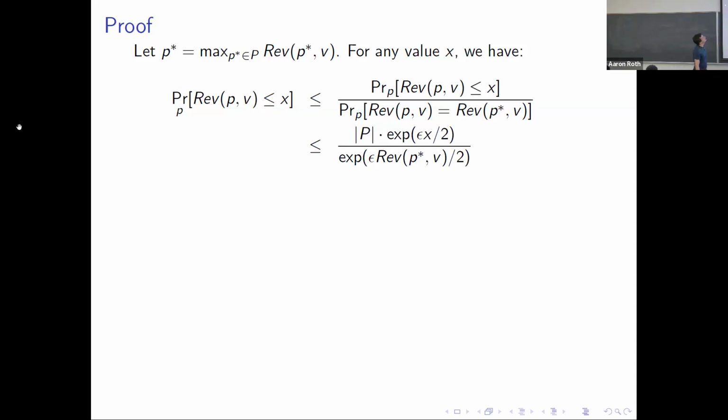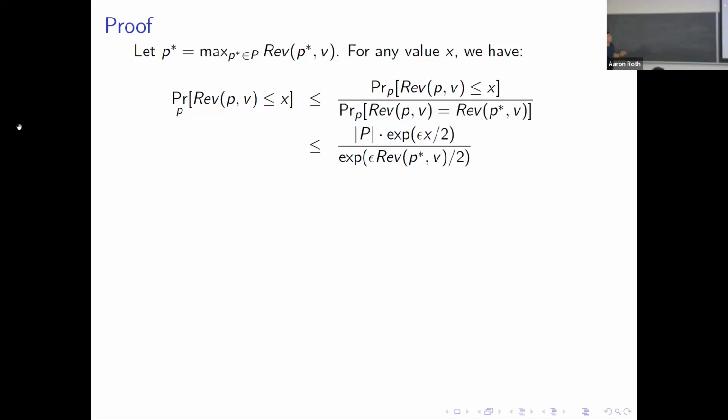Now, if I want to upper bound this, I want to upper bound the numerator and lower bound the denominator. So what's the worst case probability that I make at most X dollars? Well, in the worst case, every single price makes me at most X dollars. Adding up the probabilities of all of these bad events, I'll have to add them up over all of the prices. In the worst case, every price earns me at most X dollars.